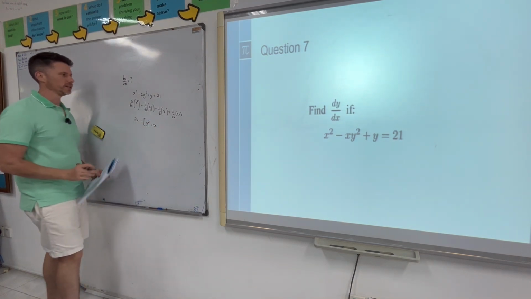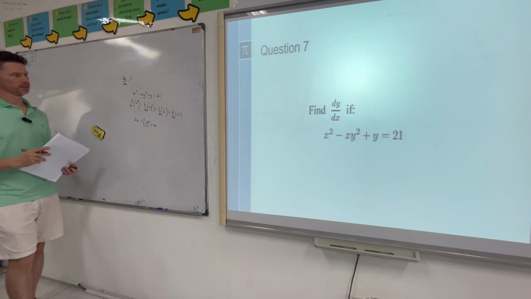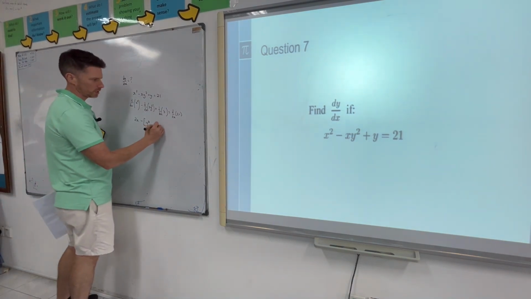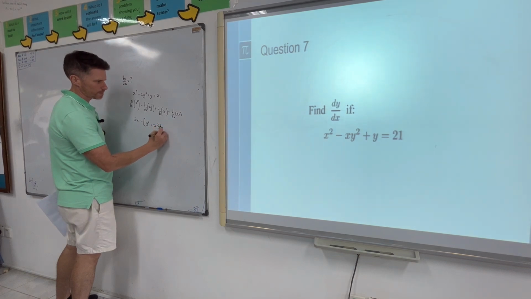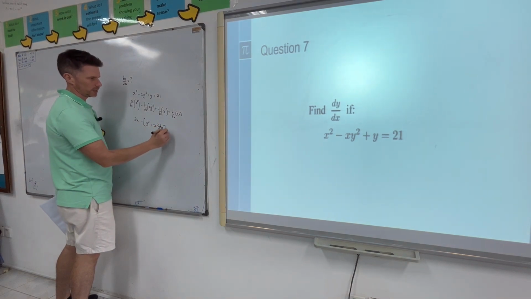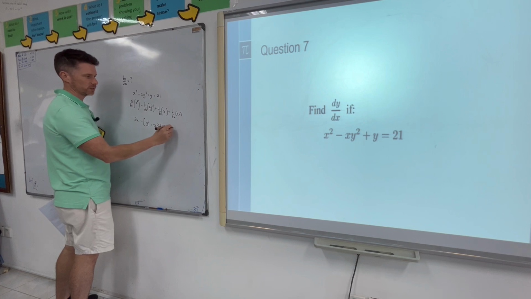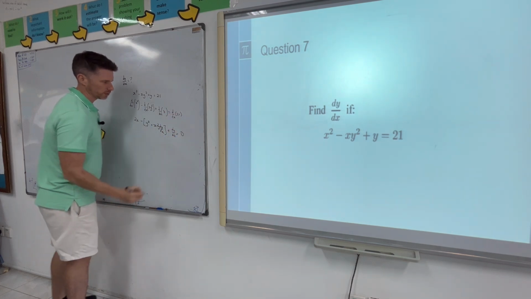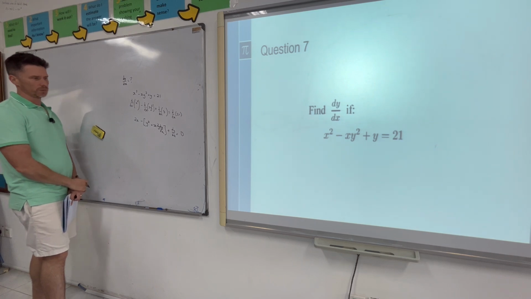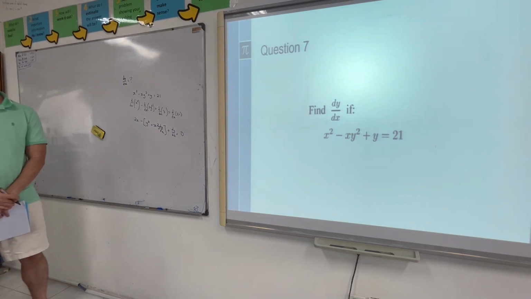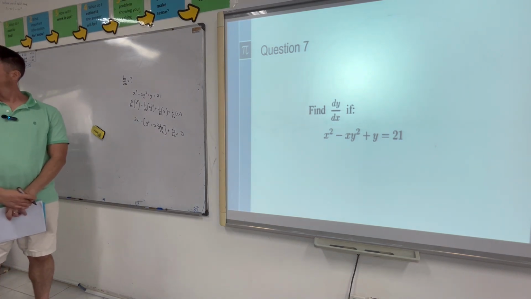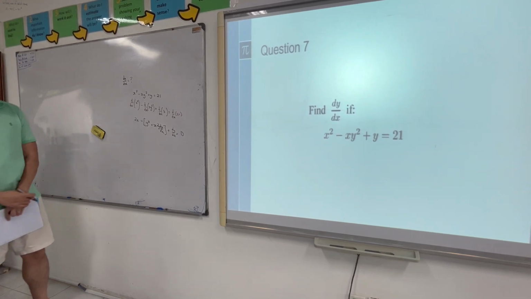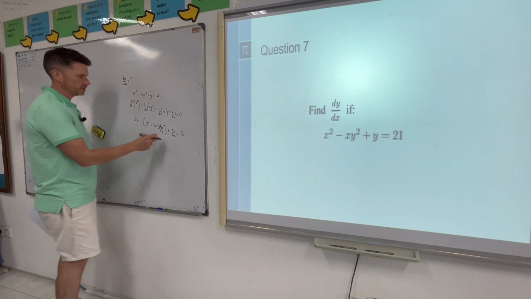Oh, what do I write then for the derivative of y squared? 2y dy/dx. Yeah, 2y dy/dx. Okay, what's the derivative of y with respect to x? Well, that's just dy/dx. And the derivative of 21 is nothing. Okay, what's my idea next? Yeah, so it's like you're solving for dy/dx, or letting dy/dx equal. All right, let's get rid of this bracket.